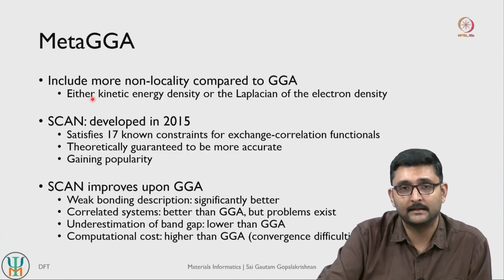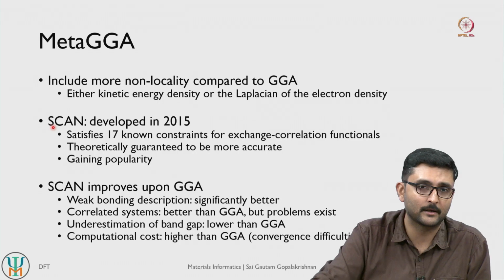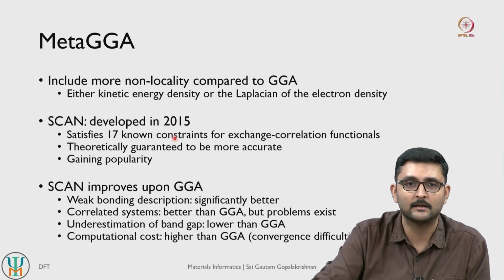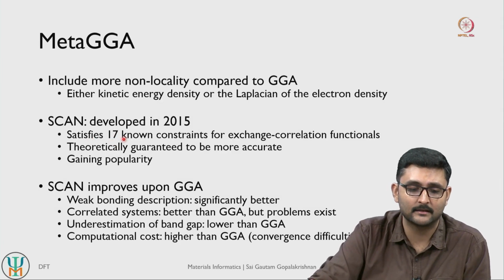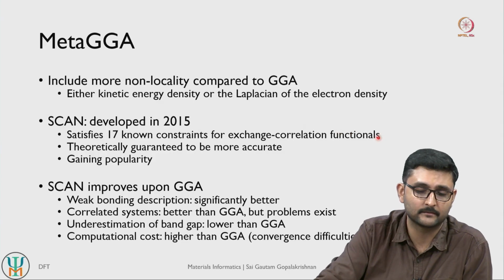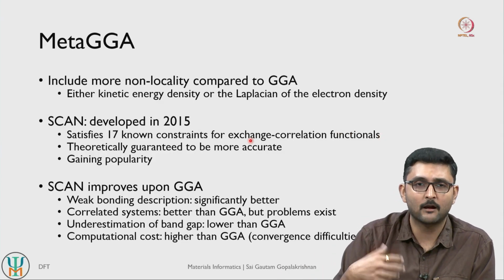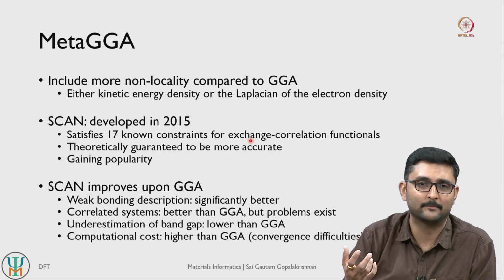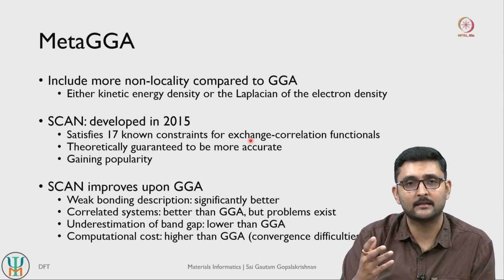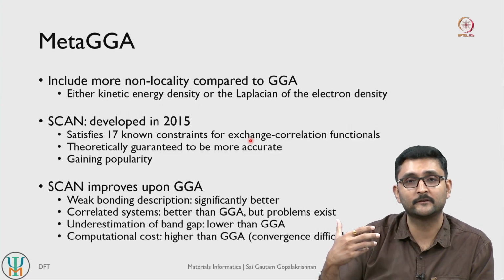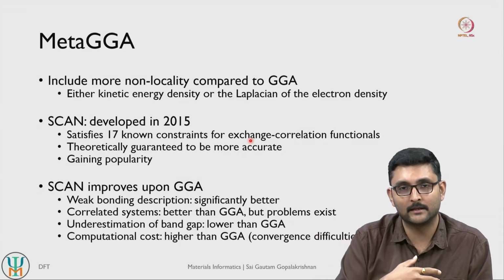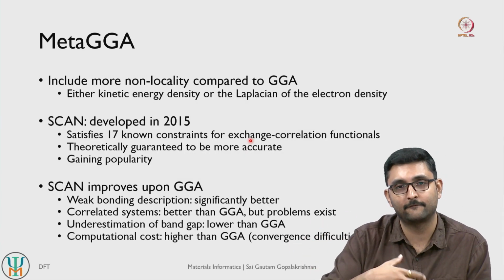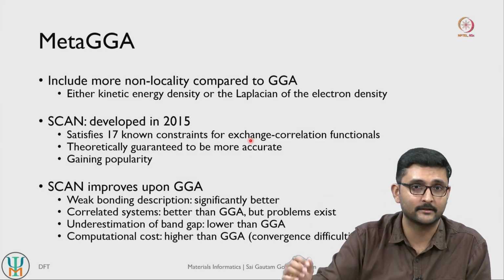In terms of the state of the art in meta GGA functionals, I would say the state of the art is the strongly constrained and appropriately normed, or SCAN, functional. So this was developed in 2015. And the nice thing about SCAN is that it satisfies all the 17 known constraints for exchange correlation functionals, right. So when you formulate an exchange correlation functional, you cannot use any arbitrary mathematical function. You have to ensure that they satisfy some kind of norms, bounds, and they also reproduce the behavior in some well known or well characterized systems, right. So that this reduces the arbitrary nature of coming up with functionals for the exchange correlation behavior.